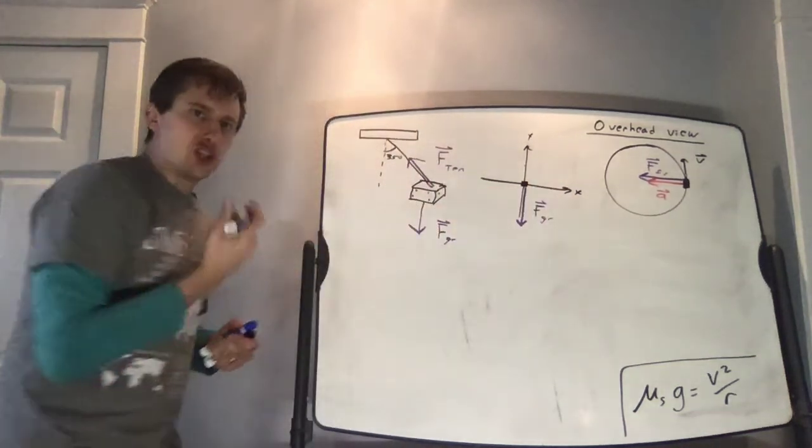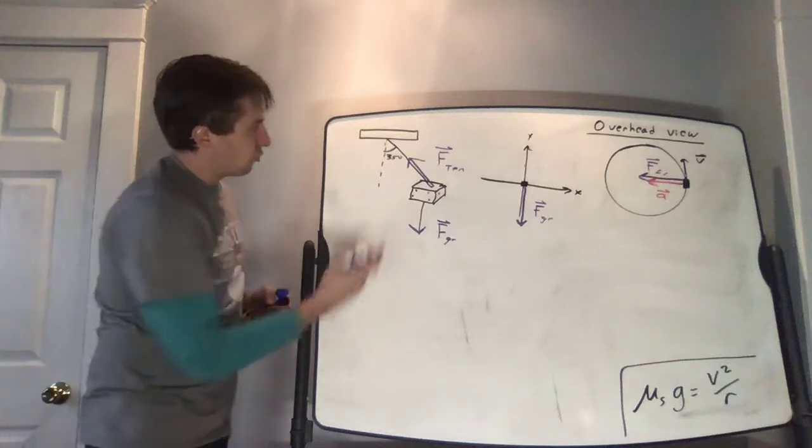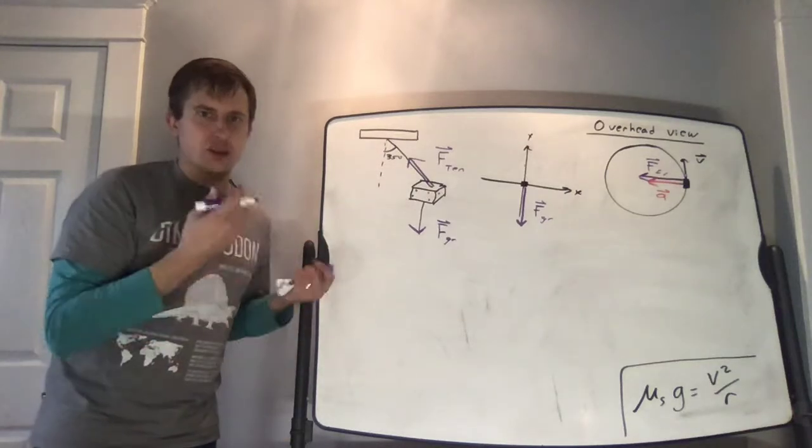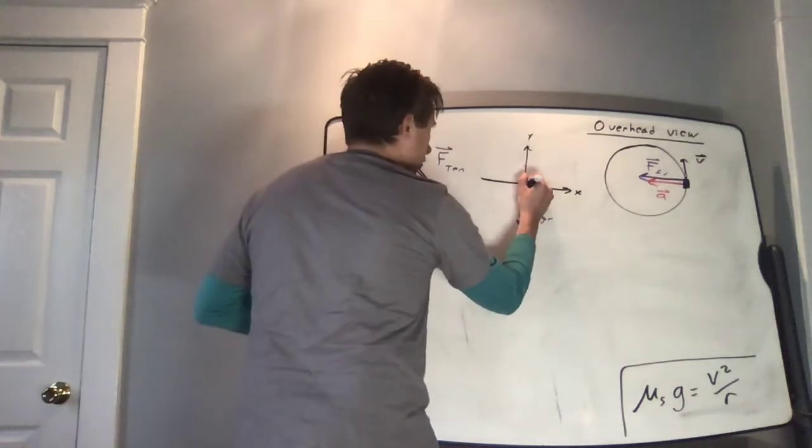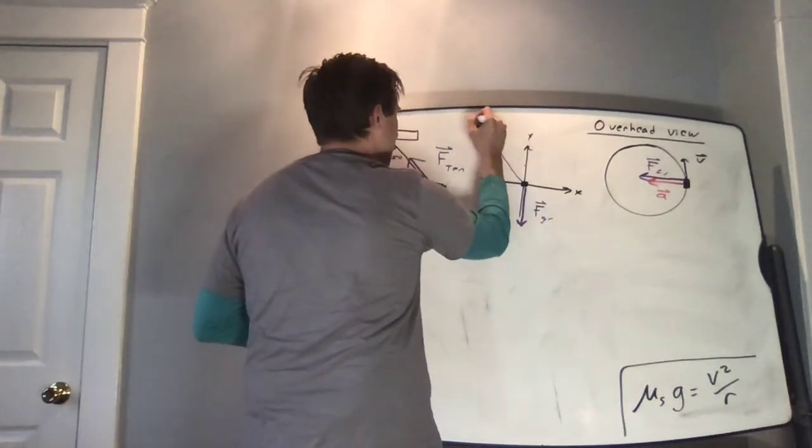And there is a tension force. The tension force is pointing up and to the left. So the tension force is in the second quadrant. So the tension force will look something like this.